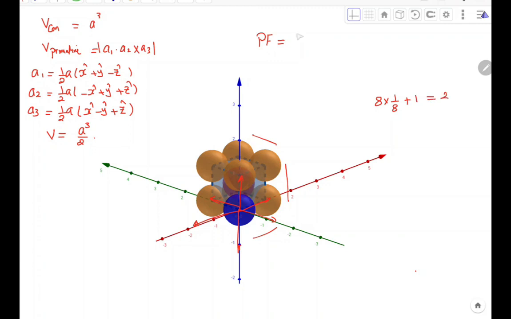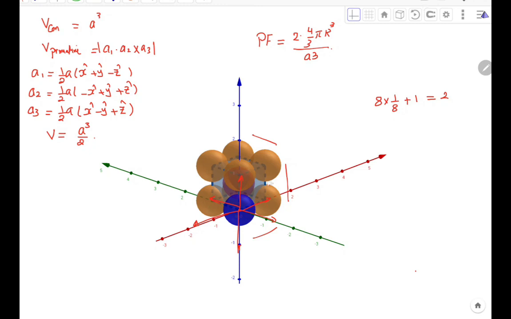So the packing fraction is equal to 2 times the volume of the atom, or this sphere, 4 over 3 pi r cubed, divided by a cubed. Now the question is, what is the relation between r and a? Remember, in the simple cubic, a over 2 is equal to r. This one here is different.